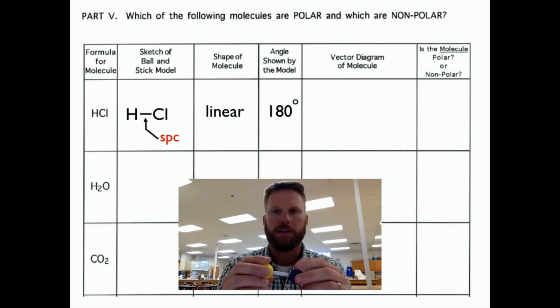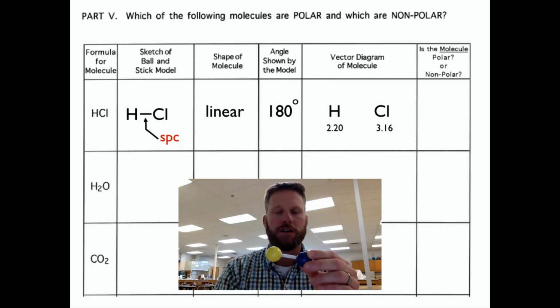Now what's harder to see is whether the molecule itself is polar. And for that, you need to understand the differences in electronegativities between the atoms. So how we're going to do that is actually use our periodic table to look up the electronegativity values. And for hydrogen, it's 2.2, and chlorine is 3.16. Now that means that the chlorine is more attracted to the electrons in this bond.